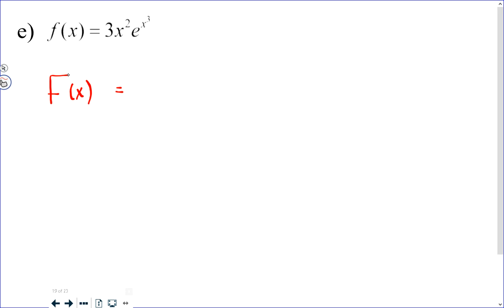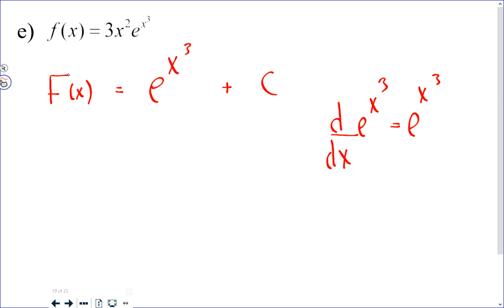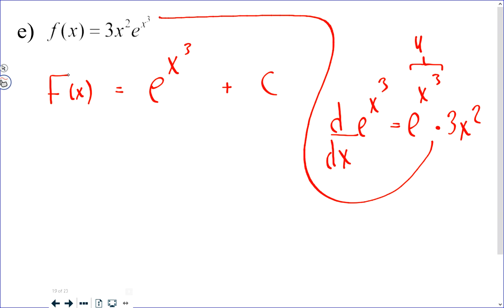So if you like, pause the video, give it some thought. The answer is e to the x cubed, well, plus our constant. I'd like you to just differentiate e to the x cubed and ask yourself what you get. Well, the derivative with respect to x of e to the x cubed is e to the x cubed multiplied by the derivative of x cubed. This is our u. Well, the derivative of x cubed is 3x squared. But that's what we had to begin with.